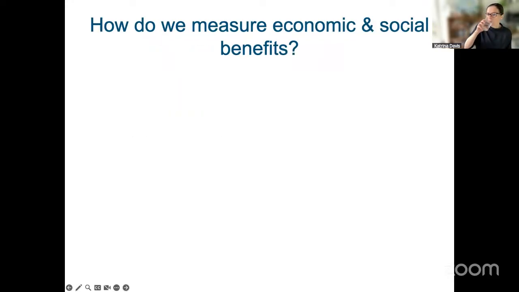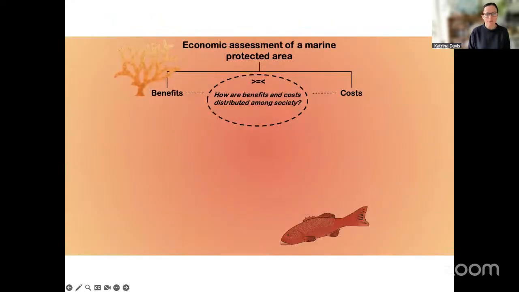So how do we measure our economic and social benefits? So this is a schematic. On the right-hand side, we've got the costs, and on the left-hand side, we've got the benefits. And important specifically from an economic perspective is to understand how these benefits that we expect from marine protected areas, and the costs of our marine protected areas, are distributed across society.